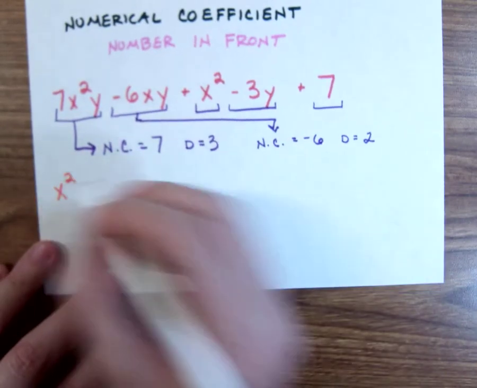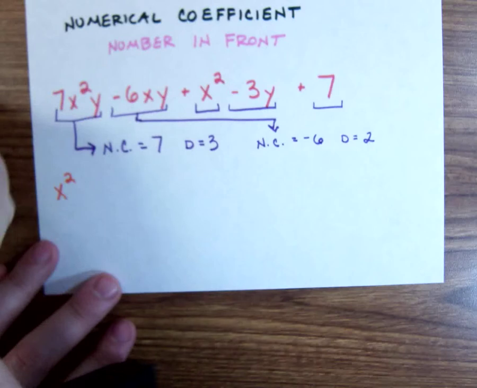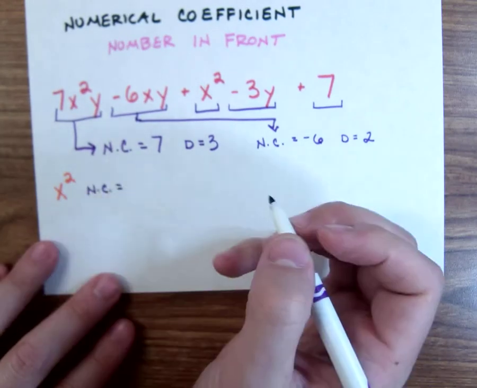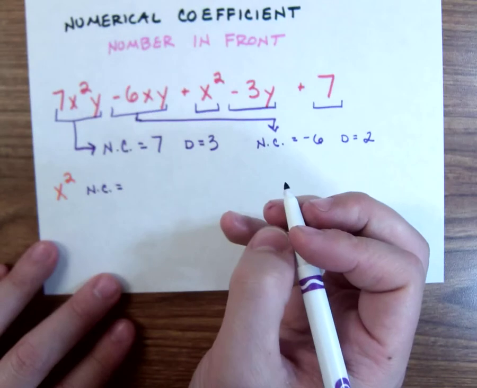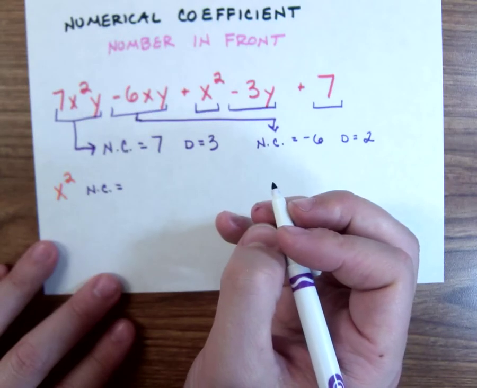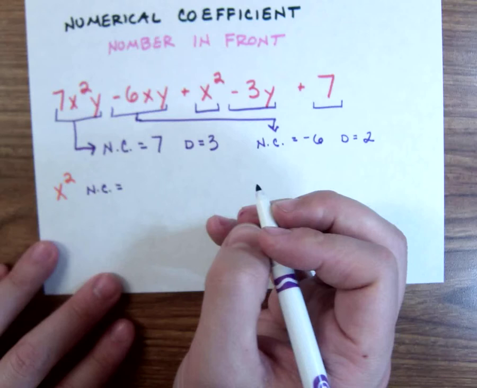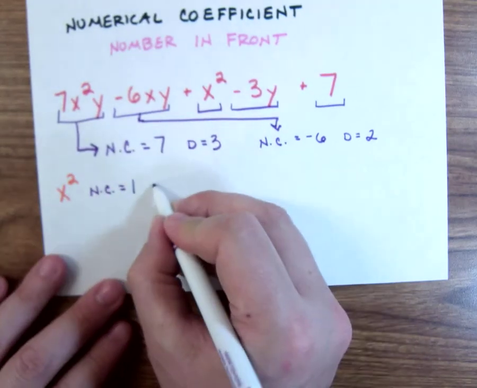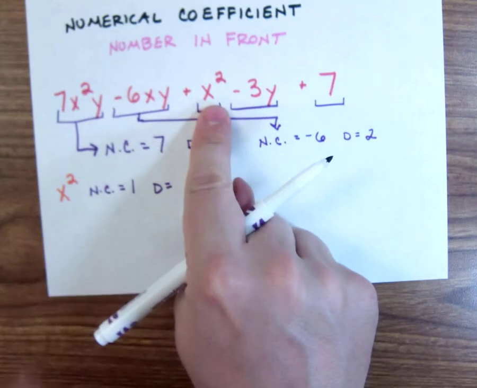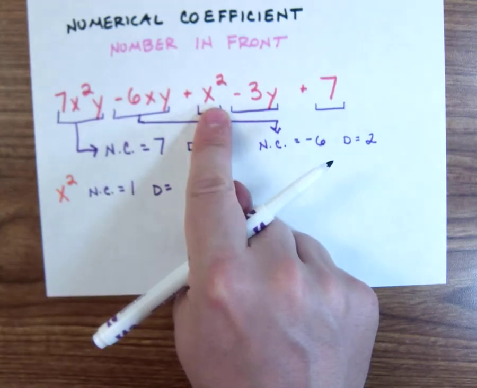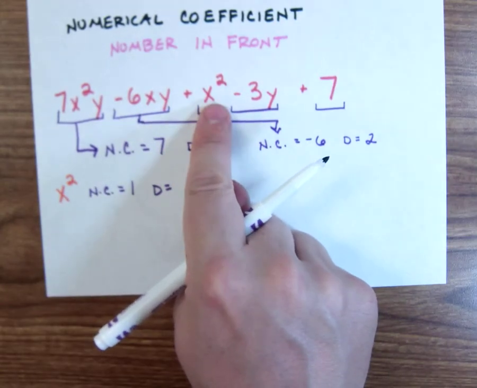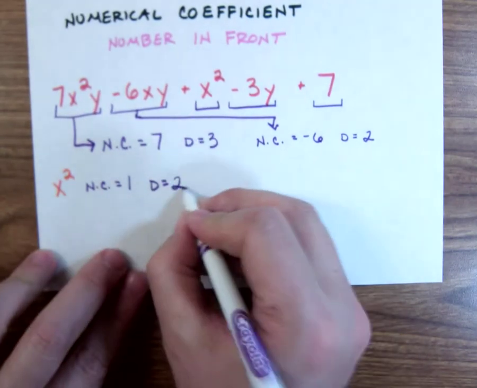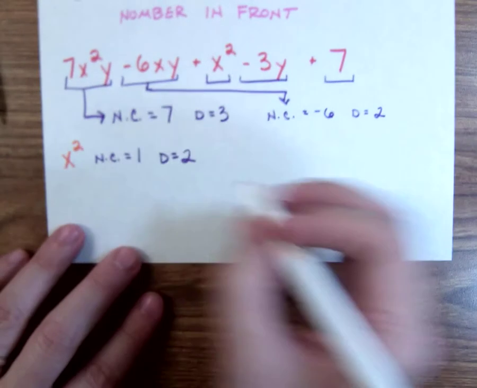Okay, what about our boy x squared. The numerical coefficient is 1. If there was a 0 in front, it'd be 0 times x squared, which is 0. This is 1 times x squared, which is x squared. What's the degree? 2. Okay.